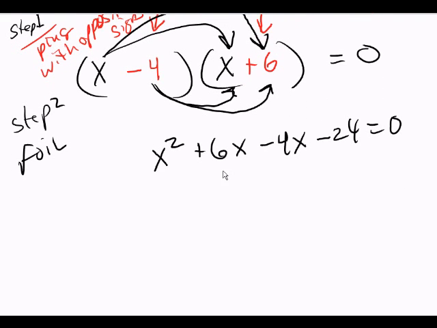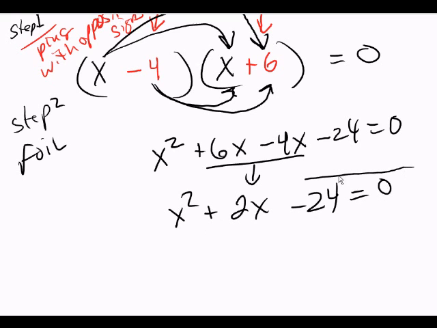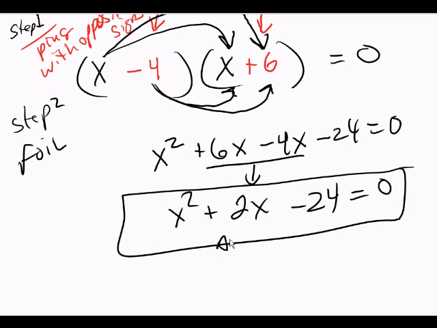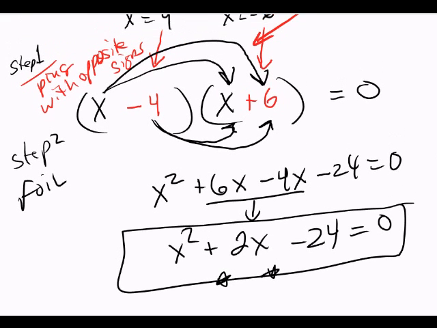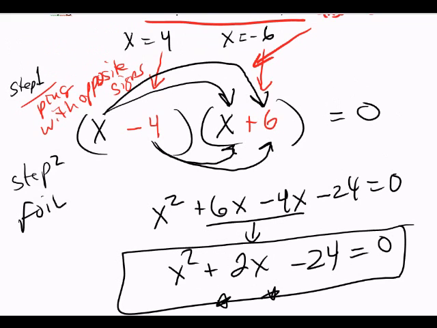Is there anything here I can combine like terms with? Exactly. 6 minus 4 is 2x. A positive 2x. And this is the answer. This is what you're looking for in the multiple choice. You're going to start off by using the opposite sign of the number in there. You're going to then FOIL it, and this is going to be your answer. This is what you're going to be looking for in the multiple choice.